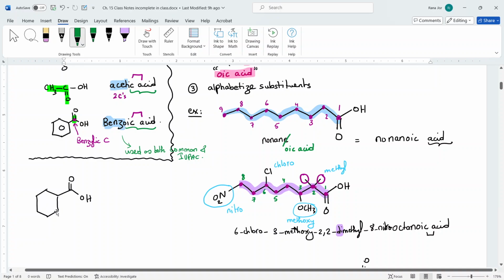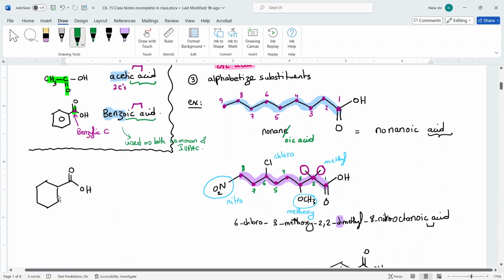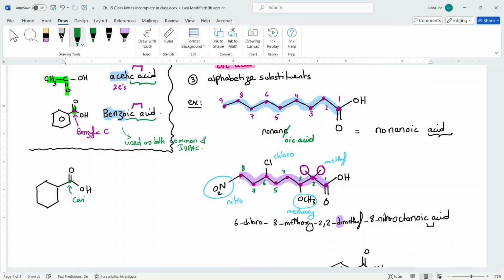For a cyclohexane, I cannot name it as benz anymore because it is not a benzene, it is a cyclohexane. So the rule says that if you have a cycle and there is one carbon pointing out of the cycle, see, there is one carbon in here, that carbon, I'm going to call it carb.